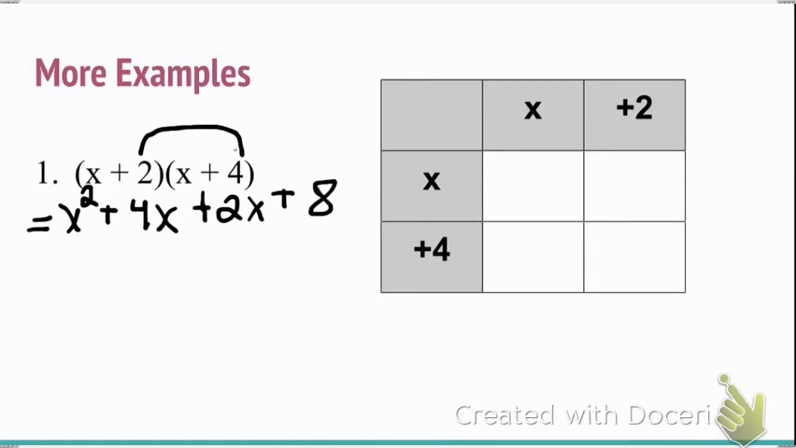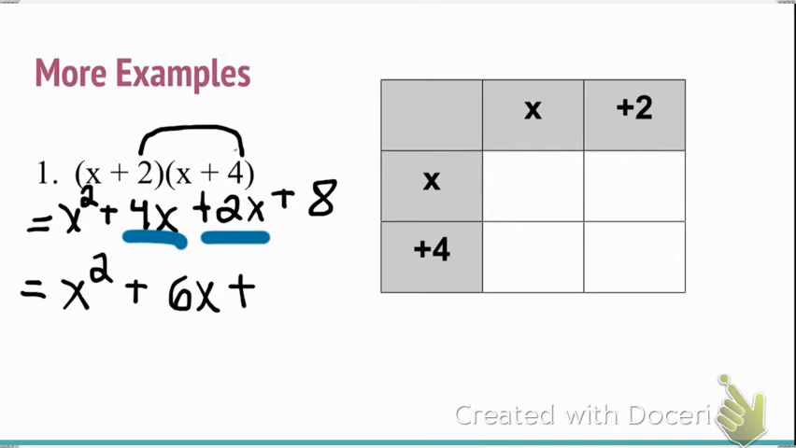So now we're going to collect the like terms. So this and this are my only two like terms here because they have the same variable with the same exponent. So if I have 4x and I'm adding 2 more x's, I'm going to get 6x plus 8 as my final answer.